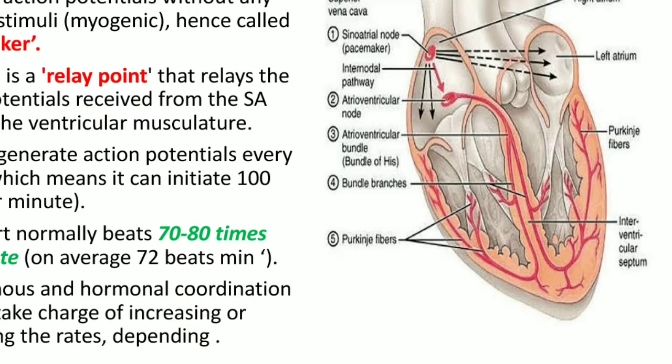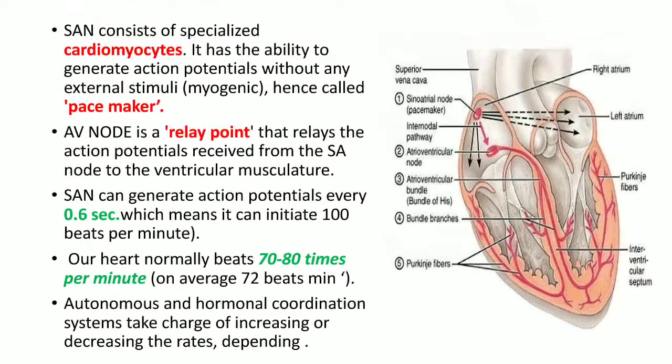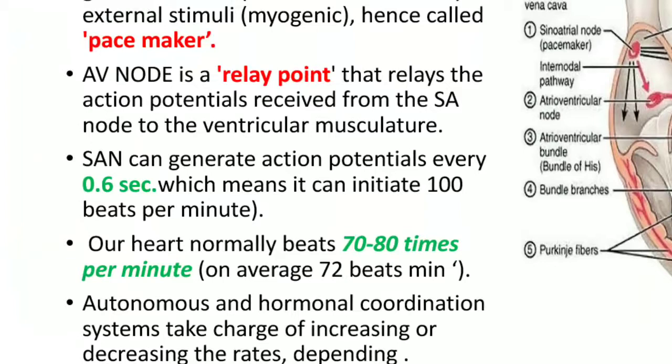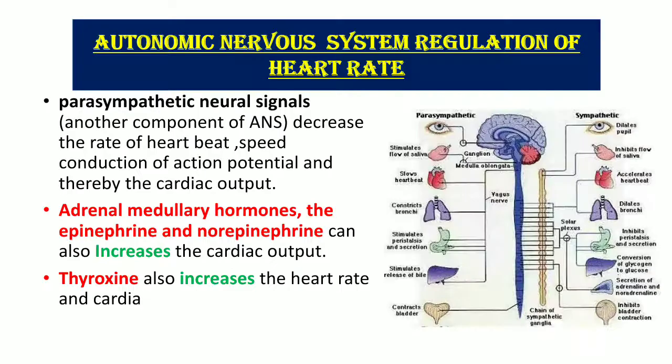These action potentials allow the pumping of the heart, but it is not the only system which helps the heart to pump the blood. The nervous system also helps. Here I have noted that the autonomic nervous system and the hormonal coordination, meaning the endocrine system, also play a very important role in the conducting system of the heart. Now we will discuss how. In the next slide, the autonomic nervous system performs the regulation of the heart rate. How does it perform it?